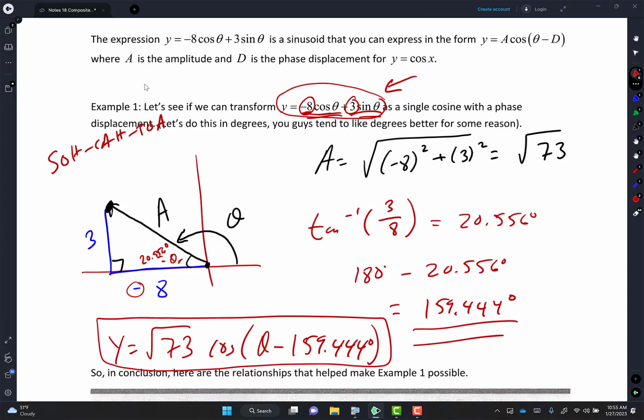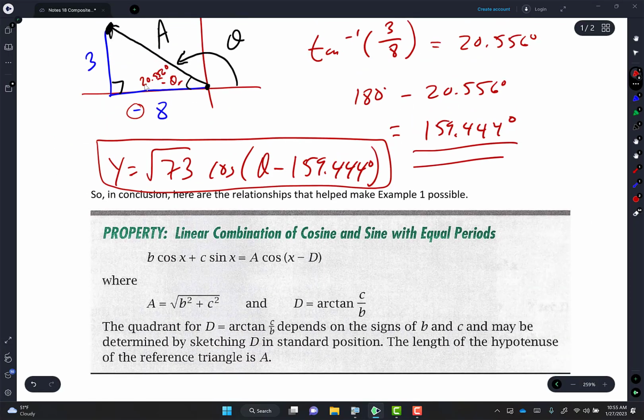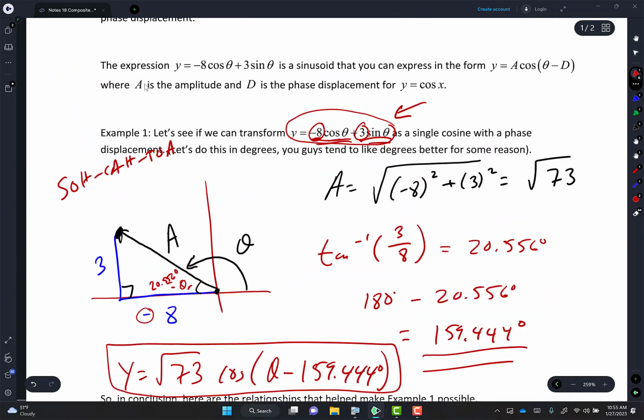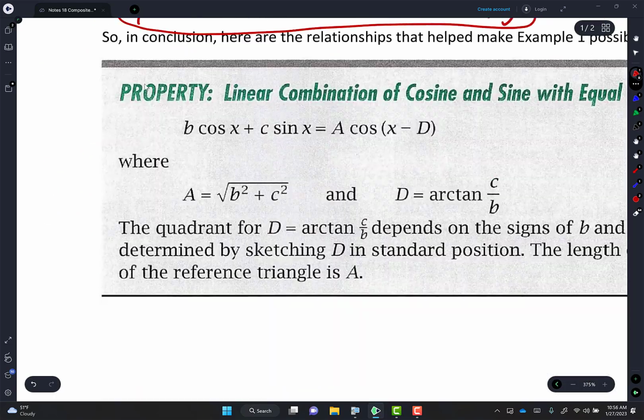Okay. Here are the formulas, guys. Notice I didn't even mention them. Look, we did it by creating a reference graph. Whatever's in front of the cosine is like an X, quote unquote. Whatever's in front of the sine is like a Y, quote unquote. Draw your graph, and you can create your single cosine with a phase displacement. Make sense? Don't worry, we're going to try it 2 more times so you guys can see.